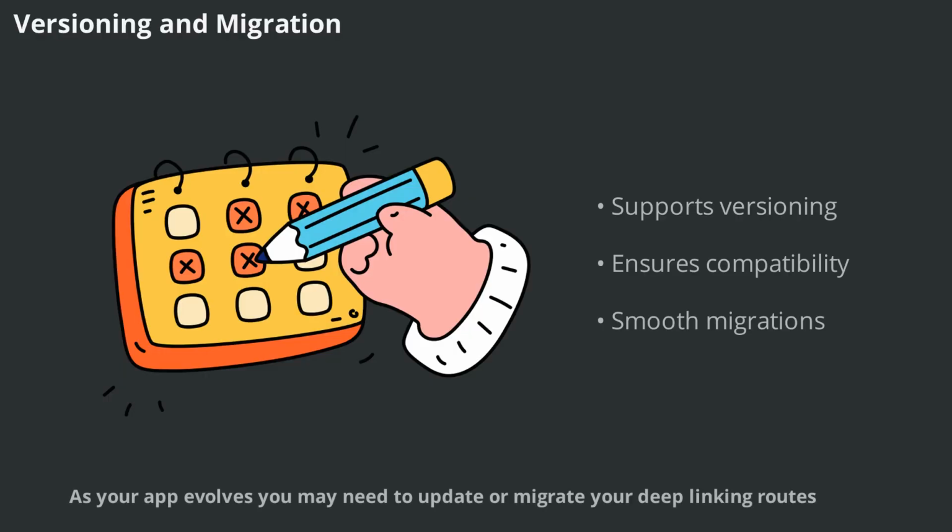As your app evolves, you may need to update or migrate your deep linking routes. Supporting versioning and migration ensures that old links continue to work and users aren't disrupted. Plan for backward compatibility and provide clear migration paths to keep your app stable during updates.